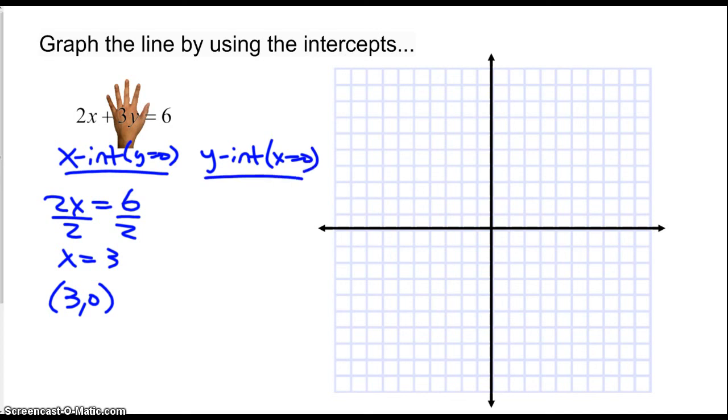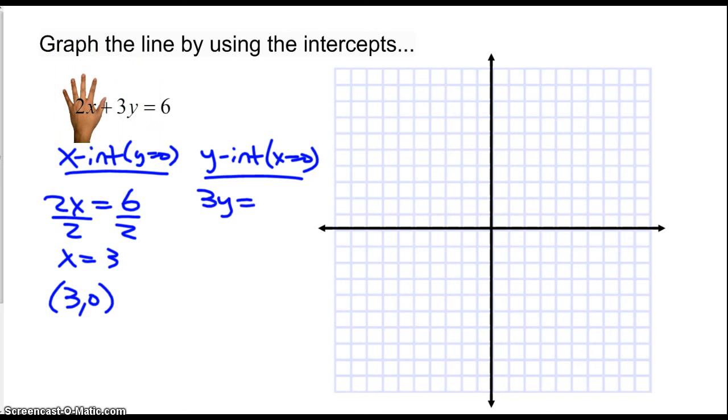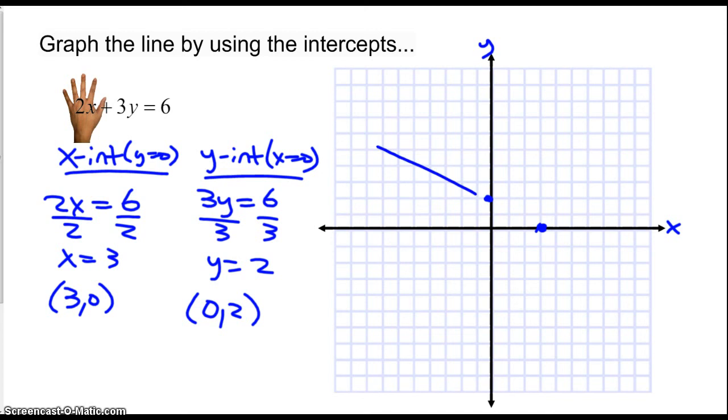So let's move our hand over here. Whoops. Get my hand. Okay. Let's make x 0 this time. And so that's going to make this 3y equals 6 because the 2x is going away. And then if I divide both sides by 3, I get y equals 2. So when x is 0, y is 2. So the 2 points that are on this line are the x-intercept at 3 comma 0 and the y-intercept at 0 comma 2, which would be right here. And so this line looks like that.